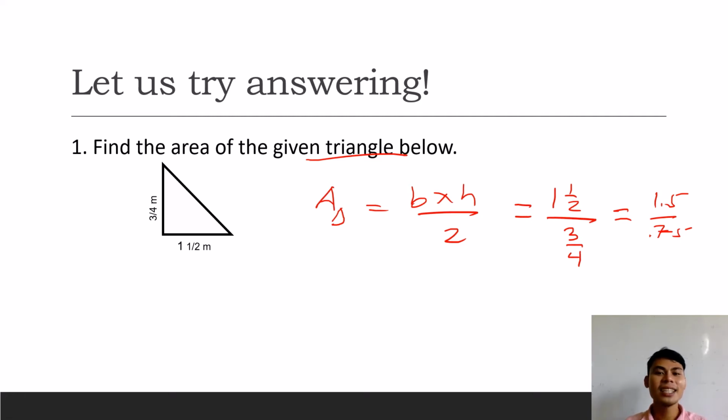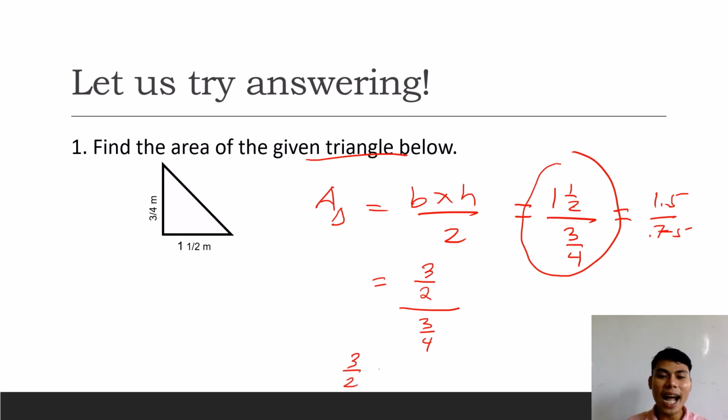You won't be able to proceed after this. So if I use the idea of fractions, 1 and 1/2 is just 3/2, divided by 3/4. And when we divide, what is the process there? It is 3/2 times the reciprocal. This is 4/3.